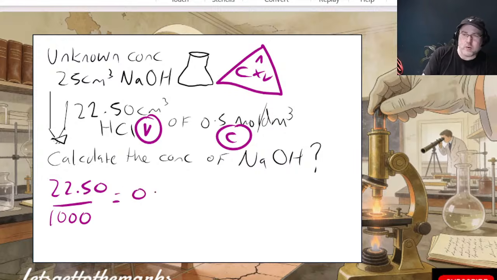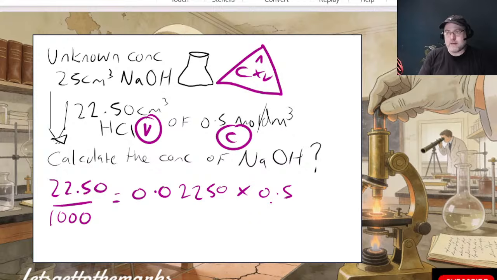So that is going to be 0.0225, and I'm going to times that by 0.5, and that is going to give me 0.0225 times 0.5 equals 0.01125. So that means, what have I done?